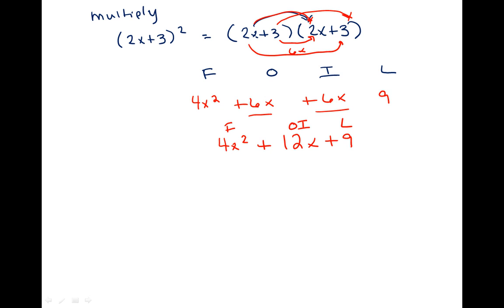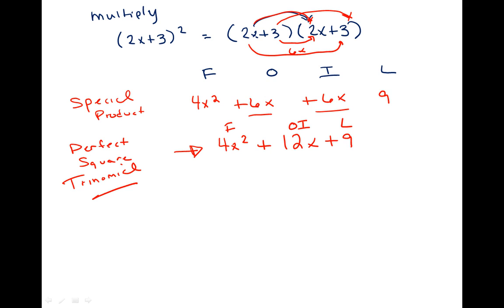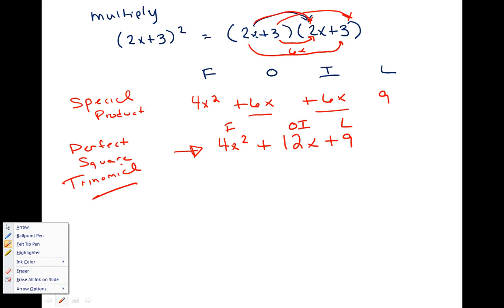This is a special product also. This is called a perfect square. And it's a perfect square because anytime you multiply something times itself, you get a perfect square. But notice we're left with a trinomial, so it's a perfect square trinomial. And you can recognize that you have a perfect square trinomial.